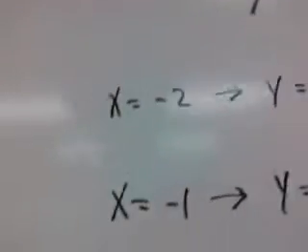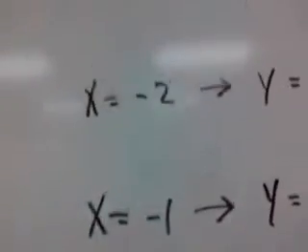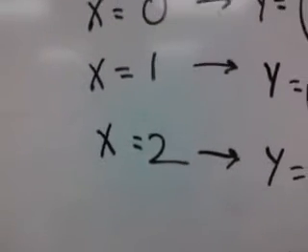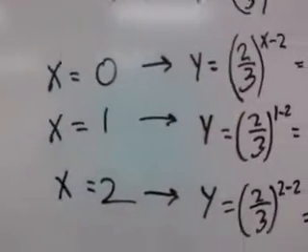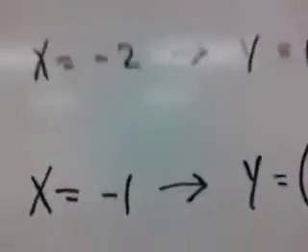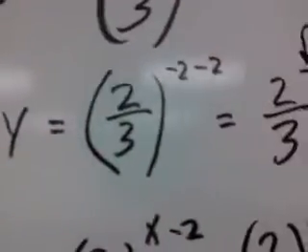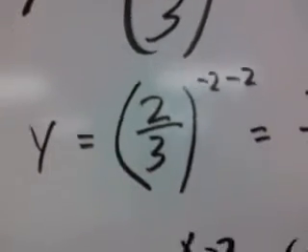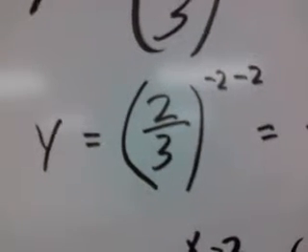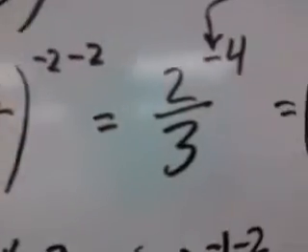And now all I need to do is just substitute my numbers into that function. I'll substitute -2 into there, -1, 0, 1, and 2. And after I do that, I graph the points and draw a nice smooth curve through the points. So here you can see that I substitute -2 into the function for x. I got y equals 2/3 to the -2 minus 2. -2 minus 2 is -4. So in the next step, I get 2/3 to the -4.